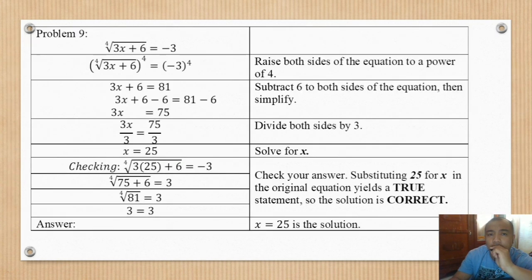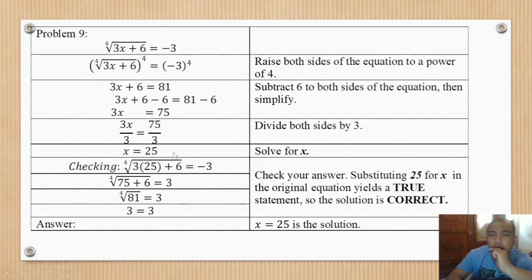Let's proceed to problem number 9. Fourth root of 3x plus 6 equals negative 3. Since it involves the fourth root, we're going to raise both sides of the equation to the power of 4. So the fourth root of 3x plus 6 to the fourth power is 3x plus 6. Shortcut is you're going to cancel 4 here. Equals negative 3 to the fourth power, which is positive 81. So this is our new equation now: 3x plus 6 equals 81. 81 minus 6 is 75. So 3x equals 75. Let's divide both sides by 3. 75 divided by 3 is 25. So the value of x is 25.